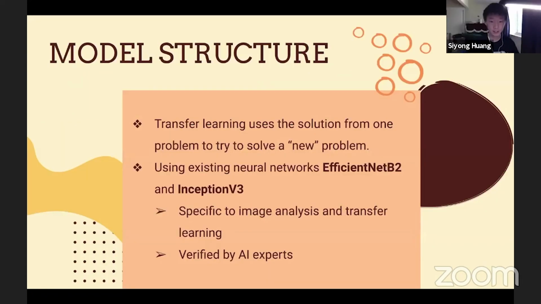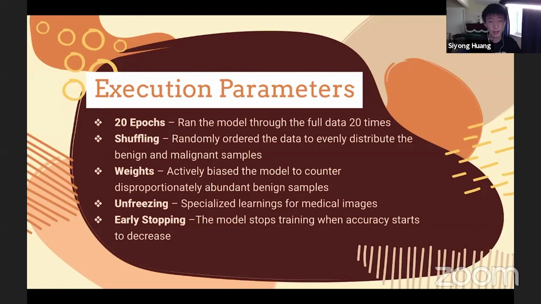We used a technique called transfer learning to build our model. The technique utilizes a pre-trained neural network that is effective at classifying general images and is then slightly adjusted to interpret medical images. In our case, we used two very reputable networks known as EfficientNet v2 and Inception v3. These were pre-trained to perform general image analysis and are verified by AI experts. Then, after loading in these neural nets, we added two extra layers at the end to interpret the results in a medical context.